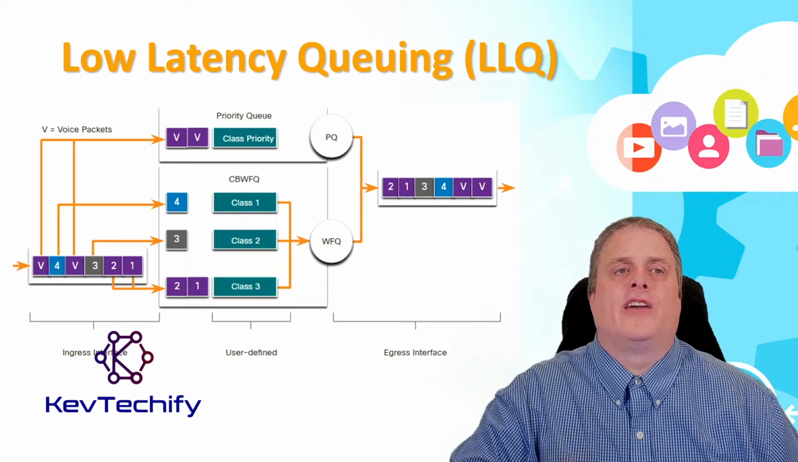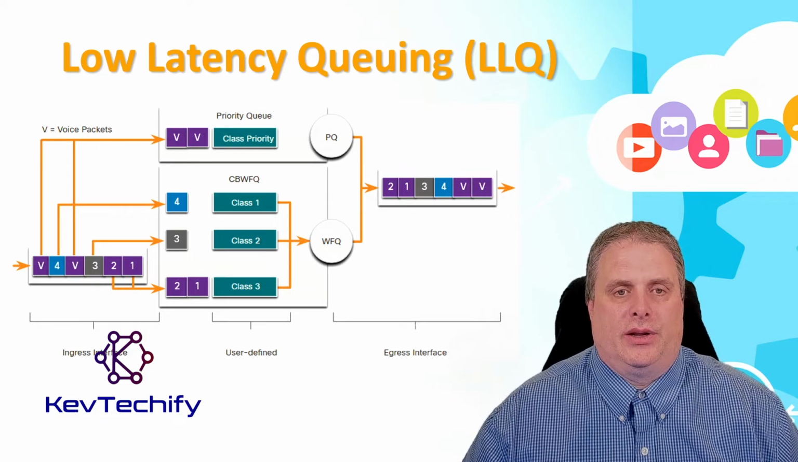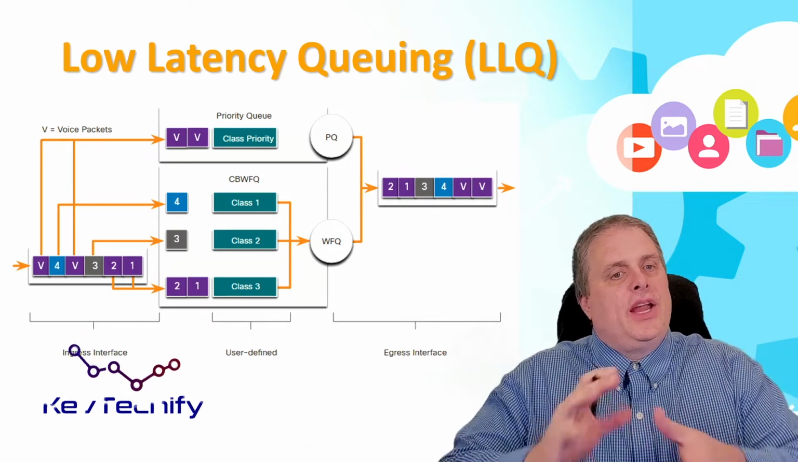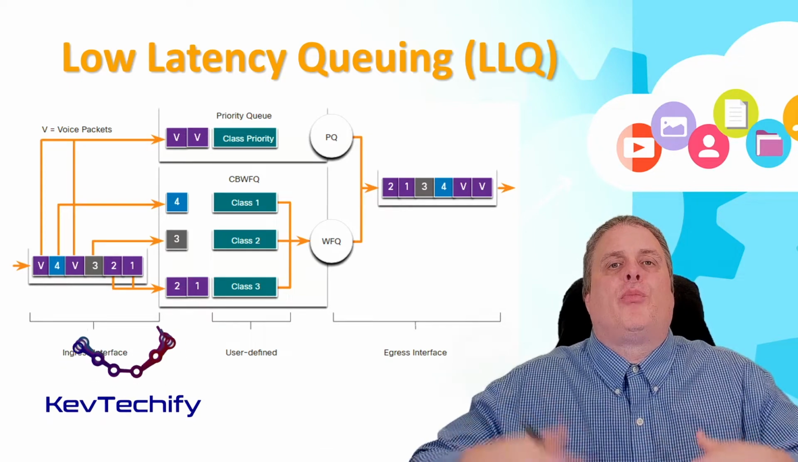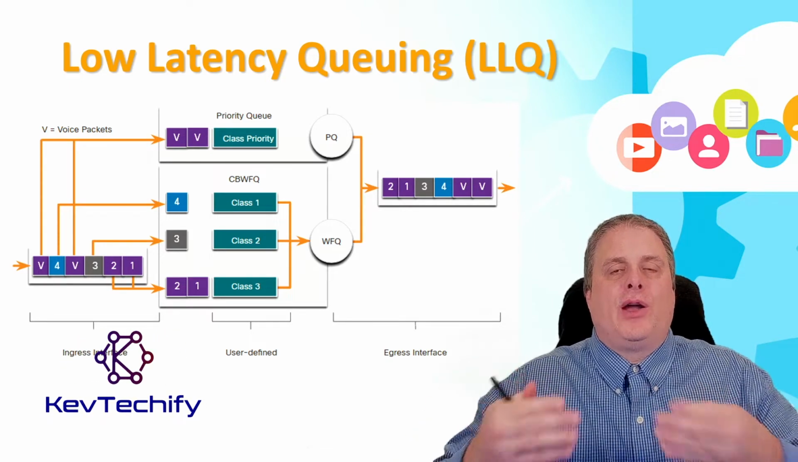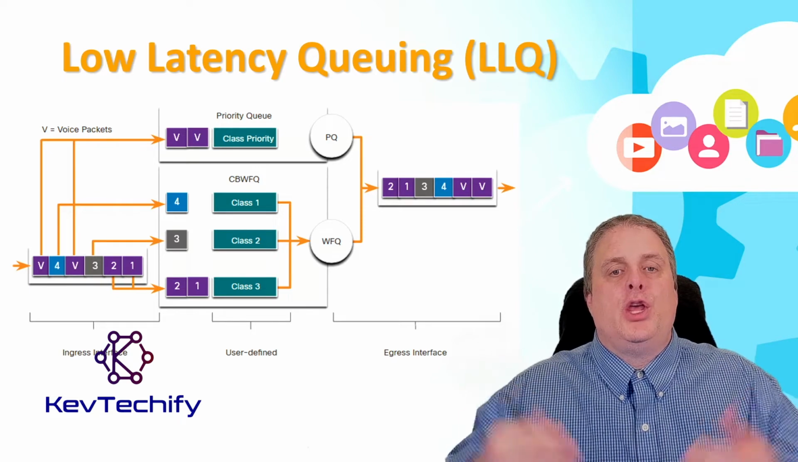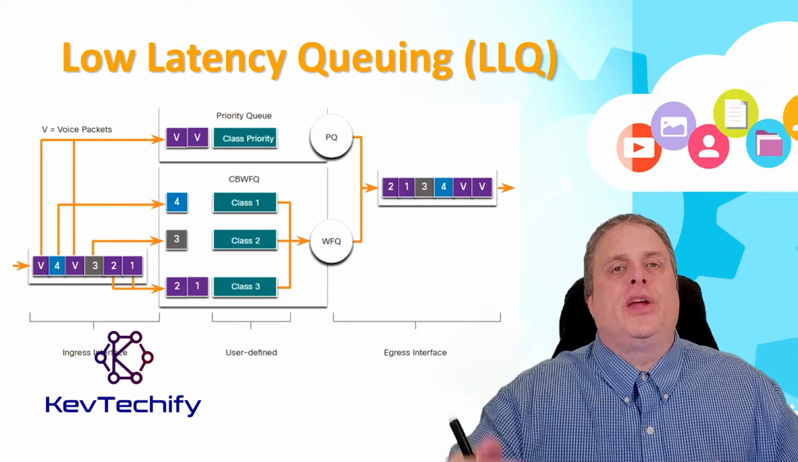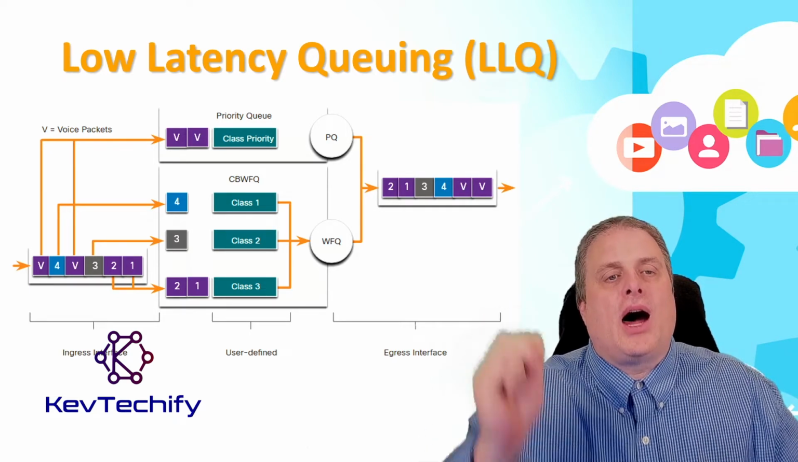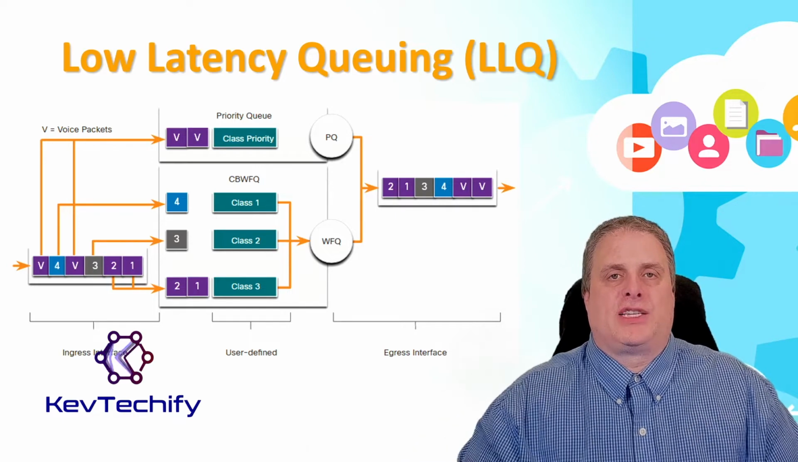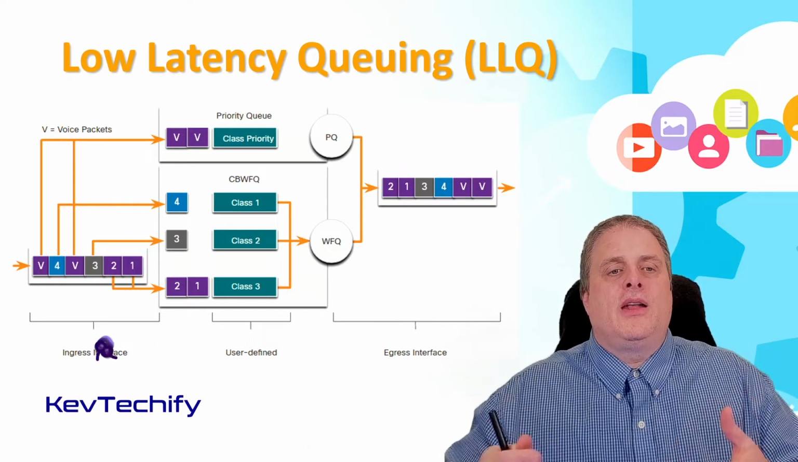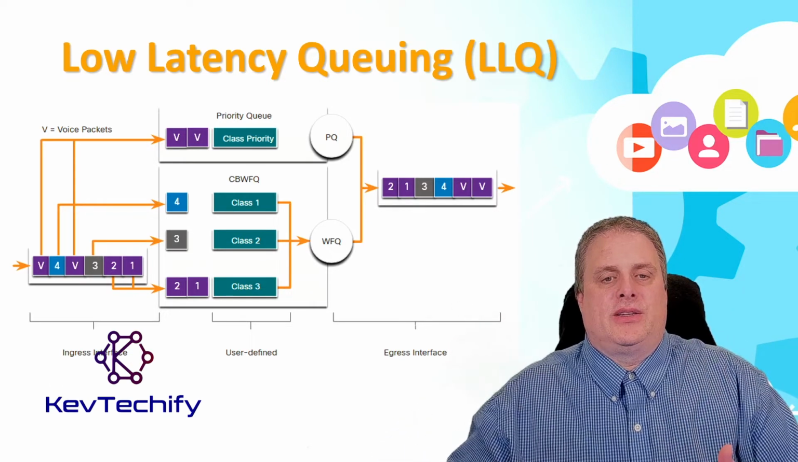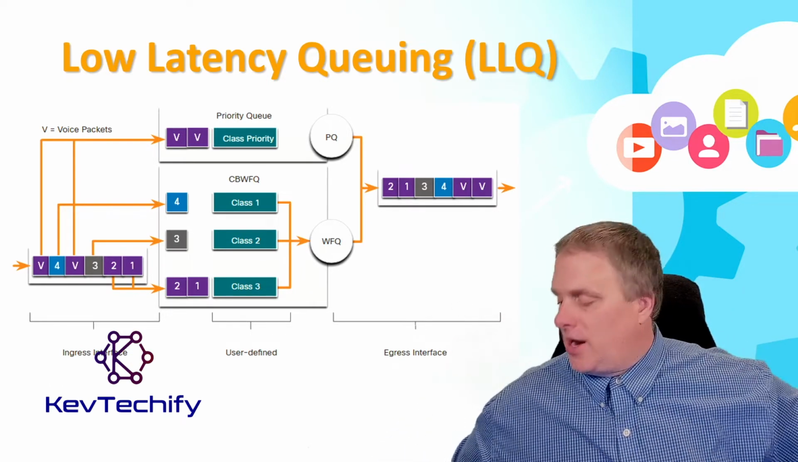And finally, we have low latency queuing. This is a combination of multiple queue systems. And what this is, we have a priority queue. We give that priority queue the VIP treatment. You're the first to the line. We're going to make sure you get through our device as fast as possible. Nothing else will be able to go in front of you. Then we have a class-based weighted fair queue system after that.